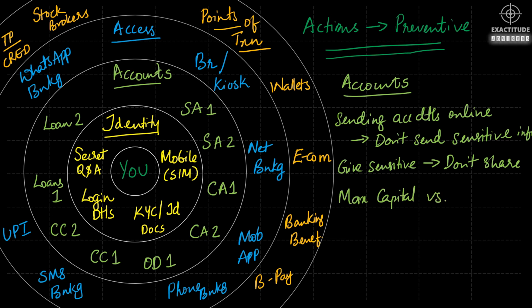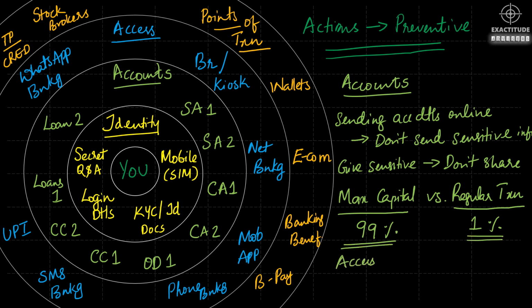The third major mistake people do is not differentiating between max capital account and the regular transaction account. Max capital accounts are those accounts where you keep 99% of your capital or money, and the regular transaction account is where you keep 1% of your money. Right? So in the max capital account, you limit your access and limit the number of transactions you do. Whereas in the regular transaction account, you enable all the accesses and the conveniences you need, but keep minimum amount of money, thereby limiting your exposure.